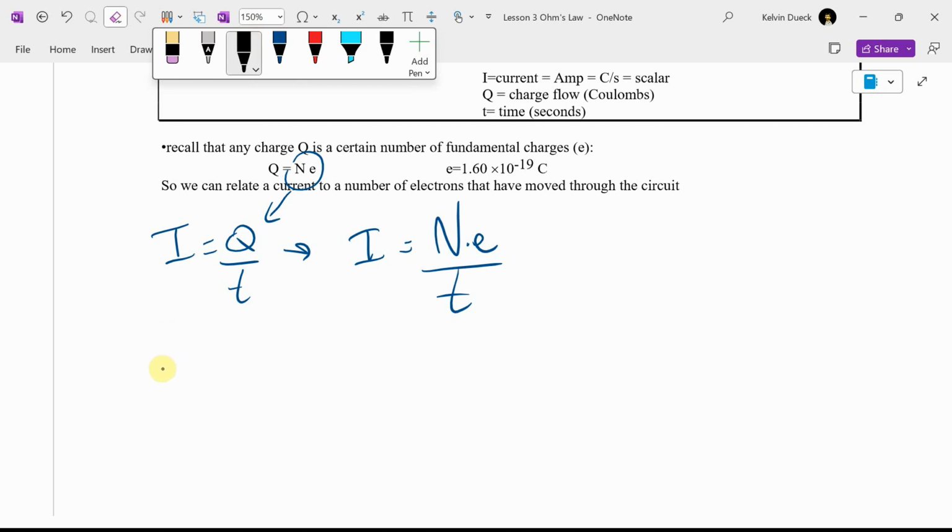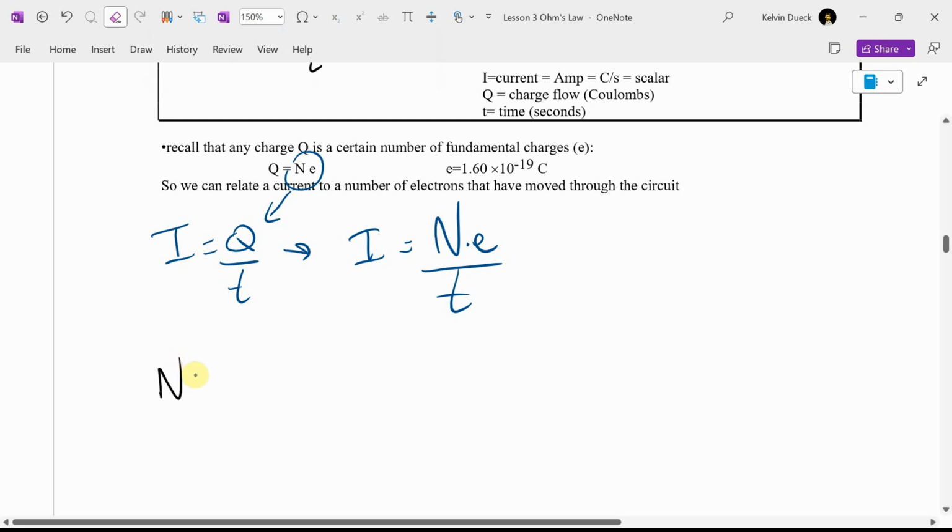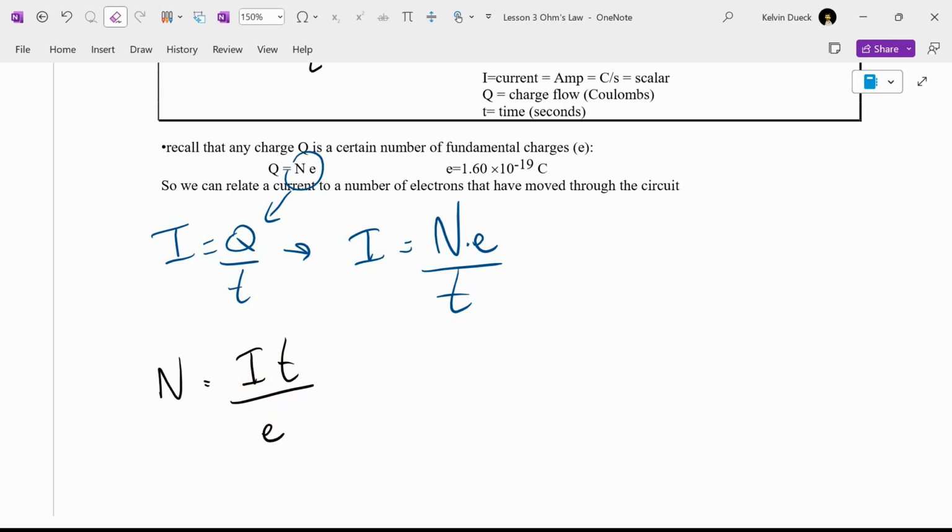In fact, if you want to know how many electrons have gone past you in a circuit, that's going to be the current in amps times the time divided by 1.6 times 10 to the negative 19. Which is sometimes kind of fun to do. You'll usually get answers in the trillions, a lot of electrons gone by. How many electrons have actually gone by in the last hour in this particular circuit?